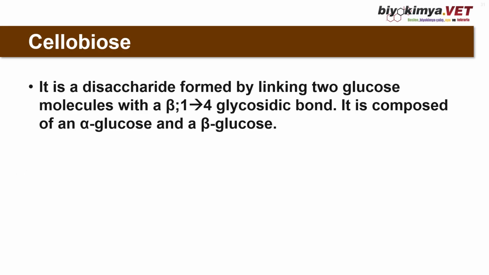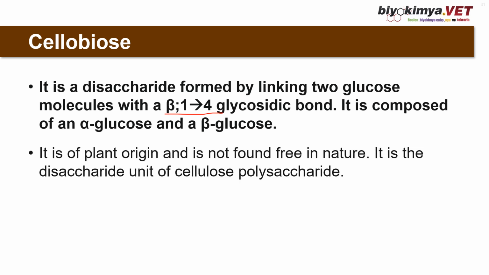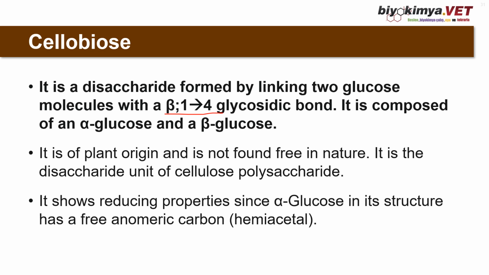Cellobiose. Cellobiose is a disaccharide formed by linking two glucose molecules with a beta 1,4 glycosidic bond. It is composed of an alpha glucose and a beta glucose. That means its monosaccharide units are the same as beta maltose, but the bonding pattern is different, beta 1,4 glycosidic bond. It is of plant origin and is not found free in nature. It is a disaccharide unit of the cellulose polysaccharide. It shows reducing properties since the alpha glucose in its structure has a free anomeric carbon, which means a hemiacetal structure.